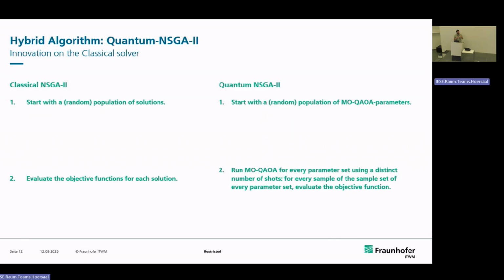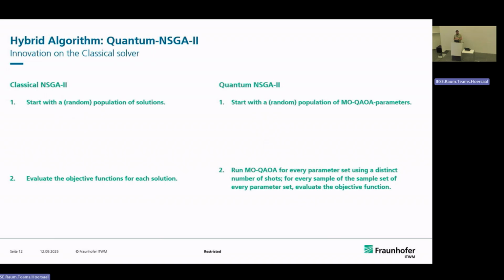And this goes as follows, and I will just introduce this while I also introduce how we do this with the quantum version. We start with a random population of solutions classically, but for the quantum part, we start with a random population of these parameters, the betas and gammas. Then, classically, we evaluate the objective function for each of the solutions in this population.